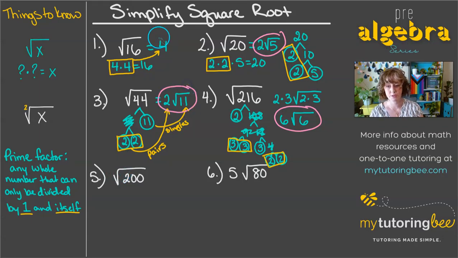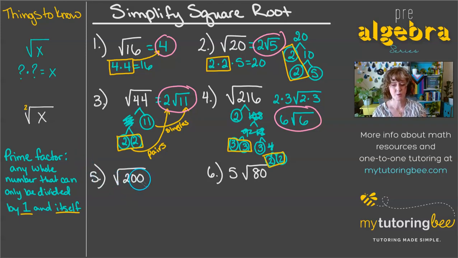I'm going to go back and circle all of my answers here just so it's very clear which one is my simplified answer. These do tend to kind of branch out and take up a lot of space on the board. All right, so let's go down to number 5. I'm going to show you a little bit of a shortcut with number 5, and then I'm going to show you the regular way that we've been doing all of these problems.